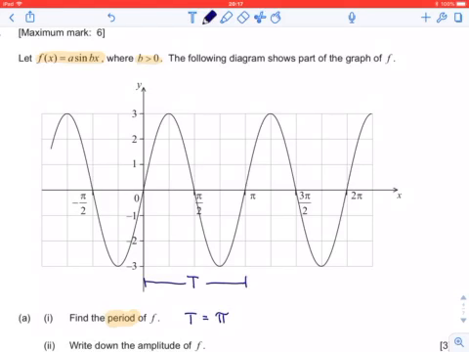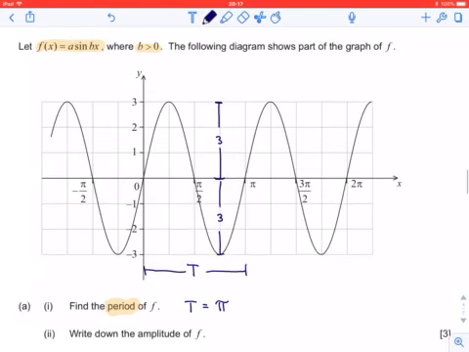Now the amplitude of f is the distance above the center line of this function that the maximum value is from the center line. So our y equals 0 is the middle of this function, and we can see that this function reaches a maximum height of about 3 units. It also dips 3 units below that center line. And so this gives us the amplitude. This is what the amplitude represents. So the amplitude is going to be 3.